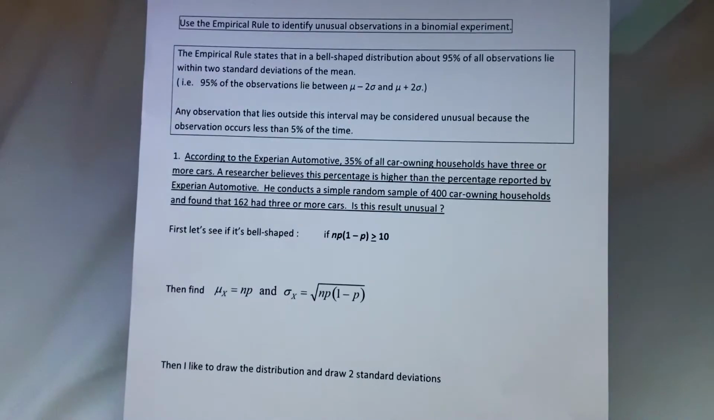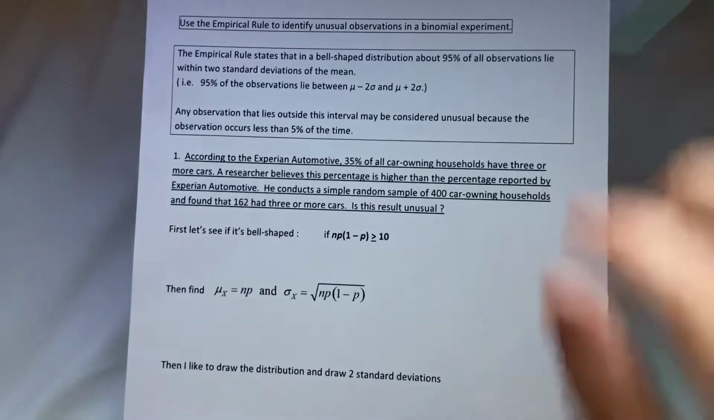Use the empirical rule to identify unusual observations in a binomial experiment. Now, 95% of all observations lie within 2 standard deviations. Anything outside of that is unusual. According to Experian Automotive, 35% of all car-owning households have 3 or more cars. A researcher believes this percentage is higher than the percentage reported by Experian Automotive. He conducts a simple random sample of 400 car-owning households and finds 162 have 3 or more cars.